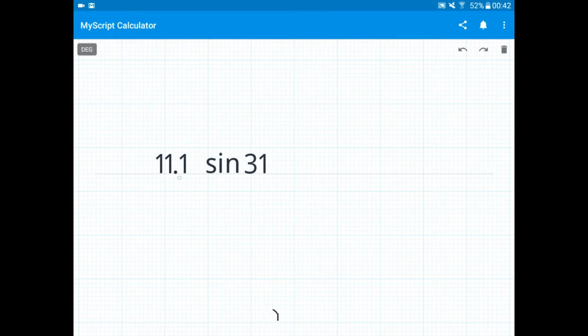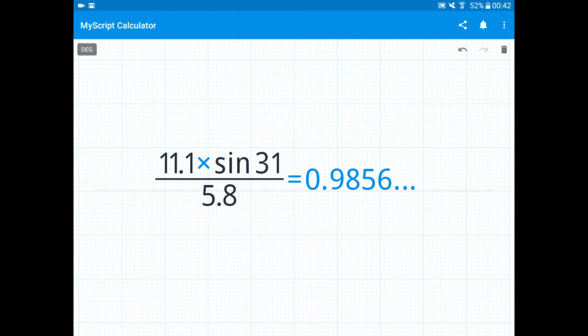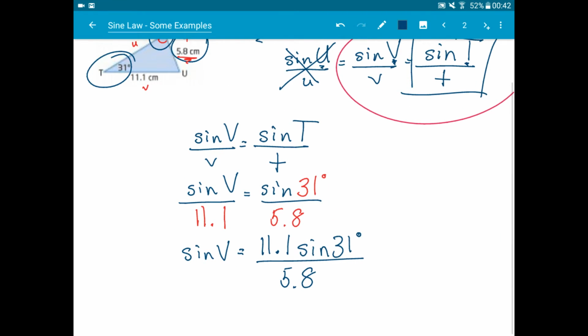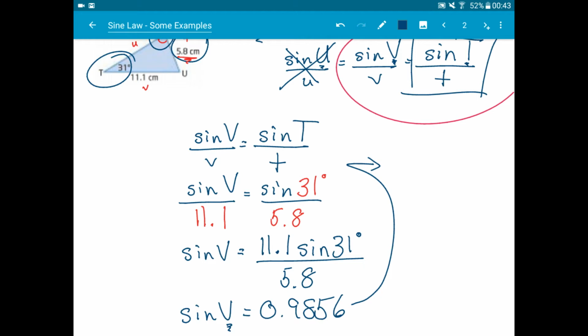So let's see. Sine 31 over 5.8 is equal to 0.9856. So sine v is equal to 0.9856. Now some people have trouble because they forget what we're after. This is the opposite divided by the hypotenuse for an angle v. We don't want that. We want the actual angle v. So in order to do that, you need to use the inverse sine now. Inverse sine of 0.9856. That's what angle v is going to be.